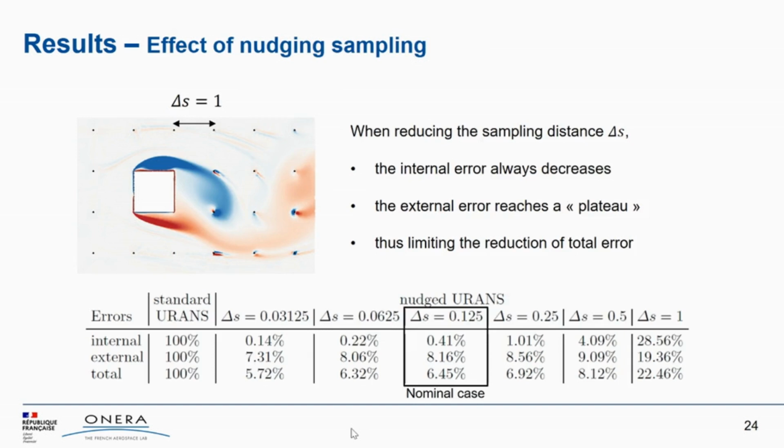And so, the nominal case, what we have shown before, is indicated in the table. But it is interesting to see the error, for instance, if you look at delta S equal to 0.5, so a distance between two measurement points equal to half the diameter. You see that the total error is 8%, which is really tiny compared to the 100% of the standard neurons. So you can clearly see that you can achieve a strong reduction even with few measurements.